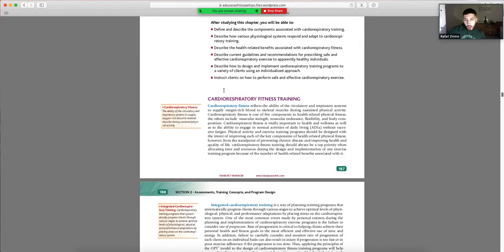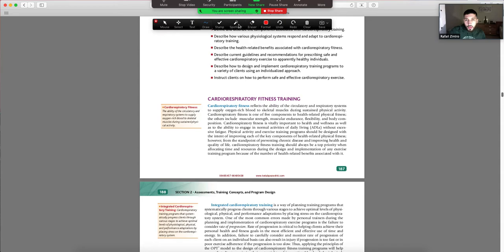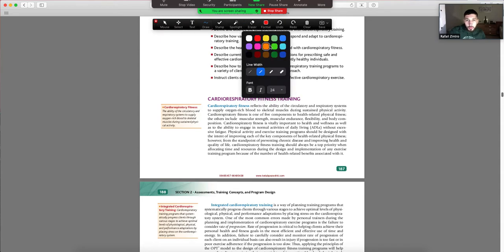Okay, all right, now we're going to start to read. So, cardiorespiratory fitness reflects the ability of the circulatory and respiratory systems to supply oxygen-rich blood to skeletal muscles during sustained physical activity. So let me break this down. This is the first thing we'll look into right now. I'm going to annotate really quick, bear with me a second, I want to do it properly.